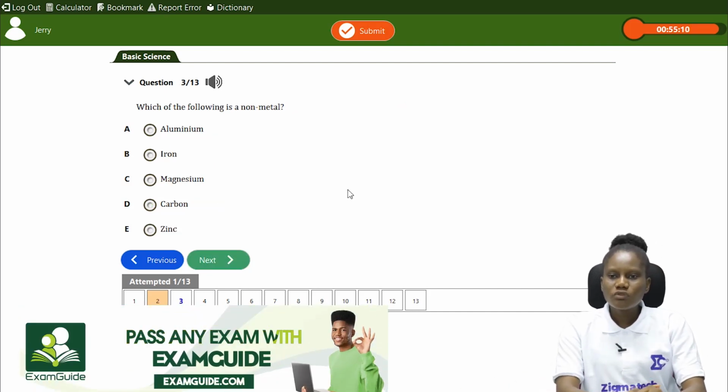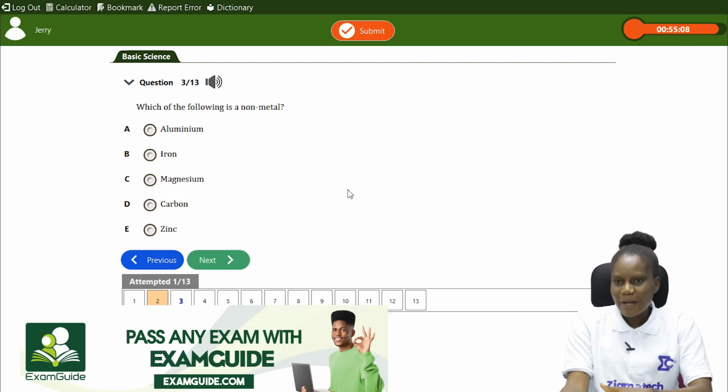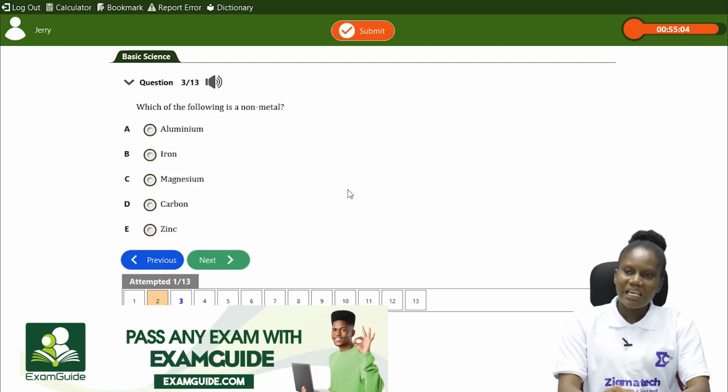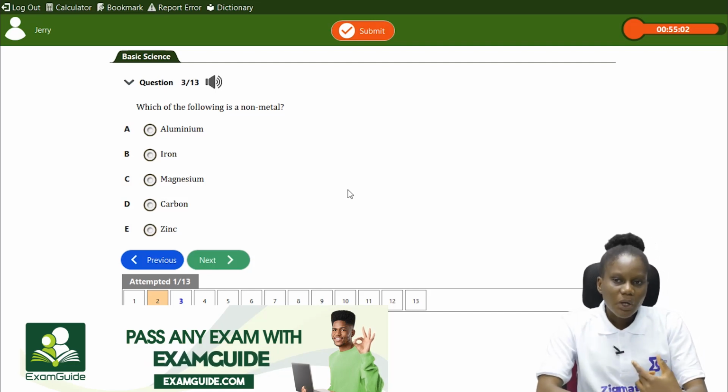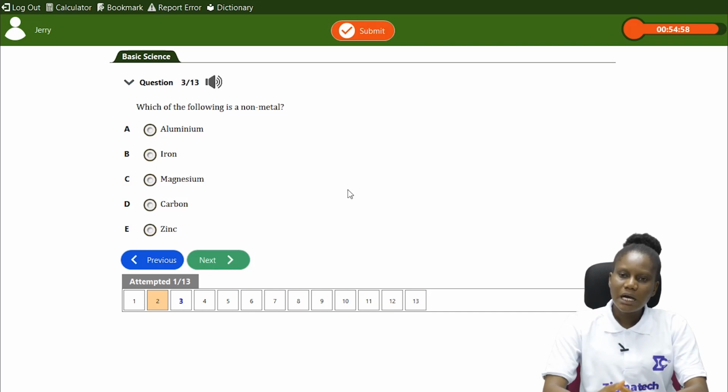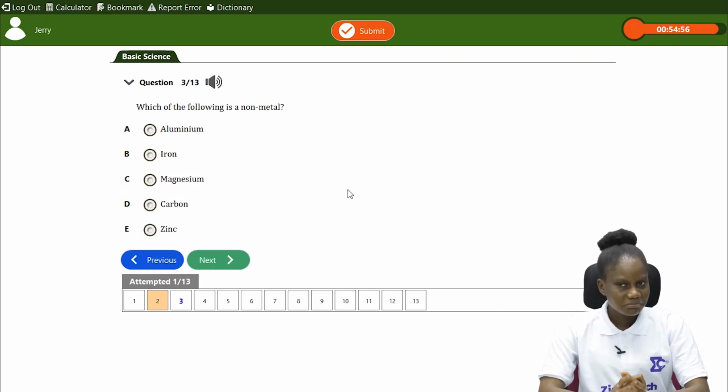We have another question. Which of the following is a non-metal? Which of the following is a non-metal? And we have A, aluminium, B, iron, C, magnesium, D, carbon, E, zinc. So let's go through it. Aluminium, yes, is a metal. Okay. Iron, is it a metal or not? It's a metal. Classifying them.